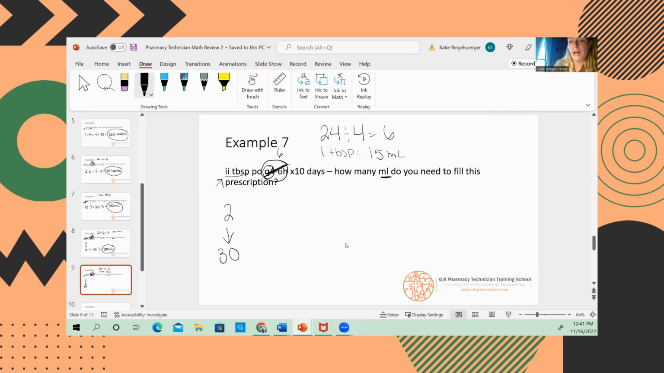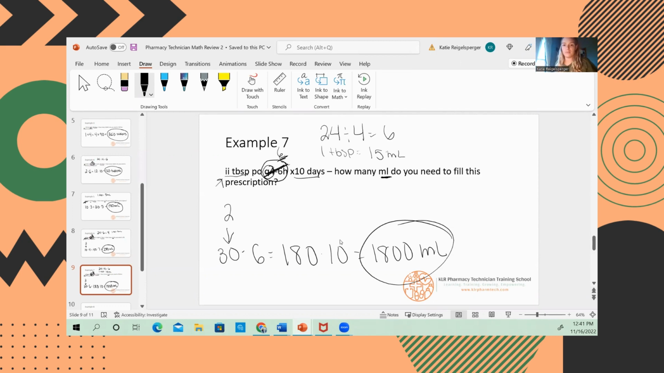How many times a day do we do that? 6. 30 times 6 equals 180. How many days do we take 180 milliliters a day for? 10. 180 times 10 equals 1,800 milliliters to fill this prescription, guys.